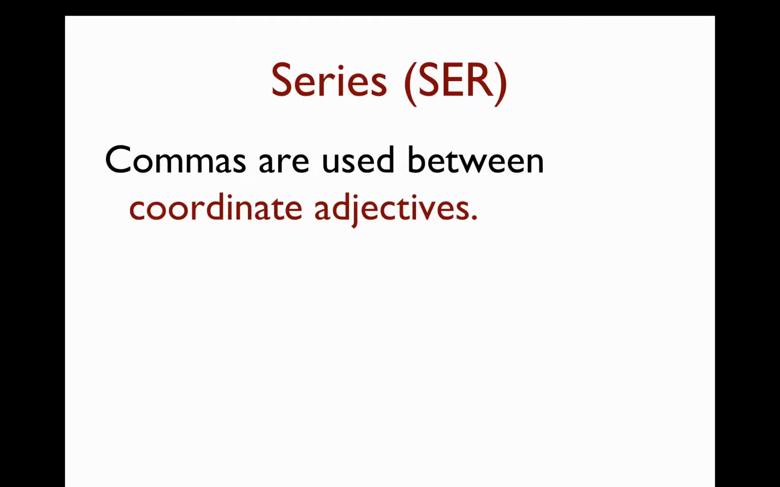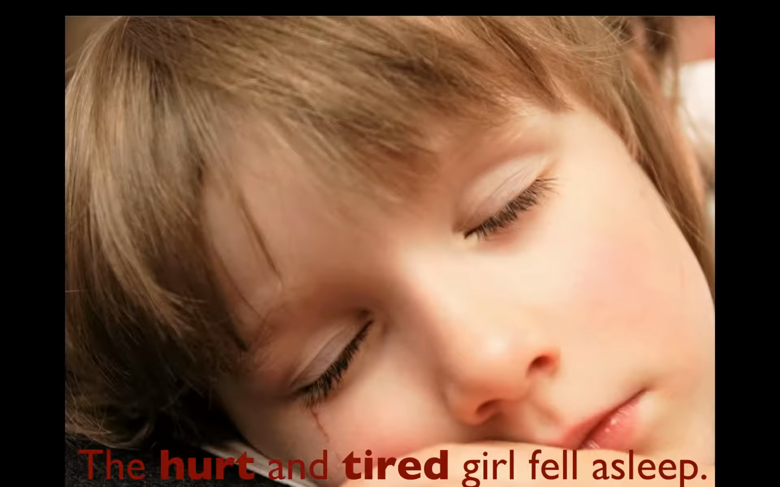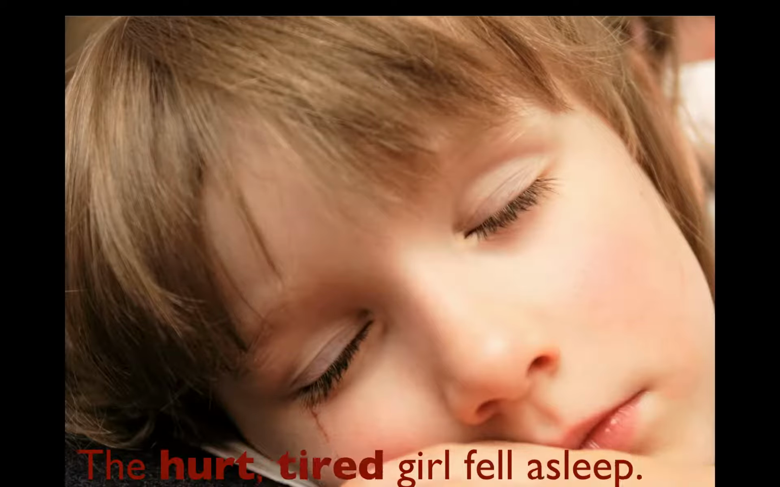Another place we use commas are between coordinate adjectives. Coordinate adjectives give the same kind of information. So in this sentence, the hurt and tired girl fell asleep. Coordinate adjectives are hurt and tired. We could drop the and put a comma between them. The hurt, tired girl fell asleep.